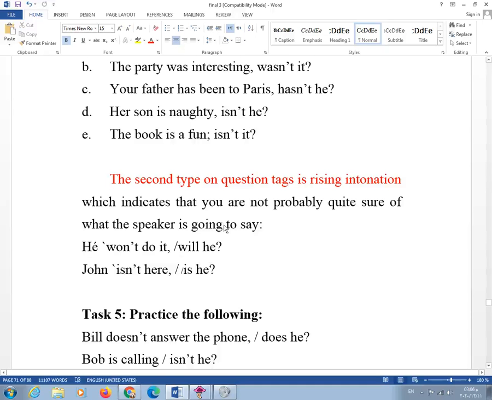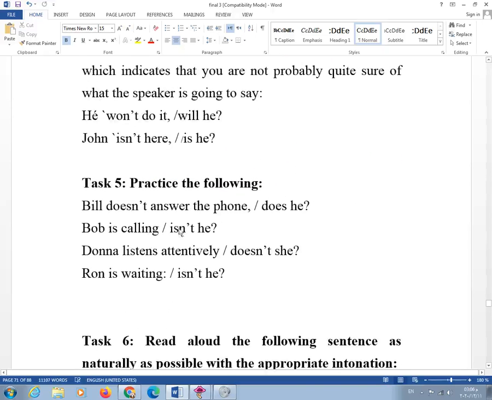Okay, let's try. You can repeat after me. Bill doesn't answer the phone, does he? Bill doesn't answer the phone, does he? Bob is calling, isn't he? Donna listens attentively, doesn't she? Ron is waiting, isn't he?